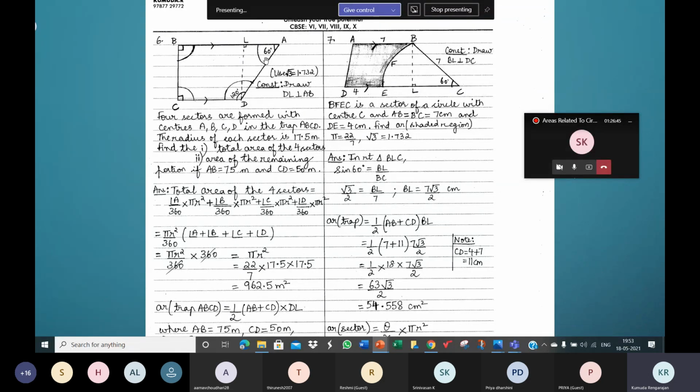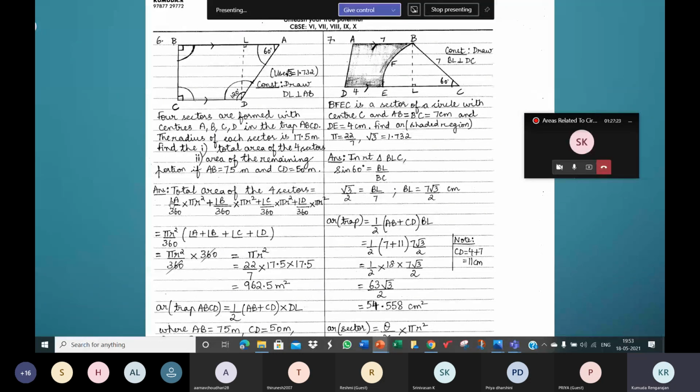Here, though we know the sector angle everywhere, 90, 90, 120, 60, we don't have to find the area of the sectors individually because we are asked to find only the total area. So when we find the total area directly, we save time. If you want, you can find the areas individually and then add and get this total area. But you don't have to do it because you're not asked to find the areas individually. You have to find the total area of the 4 sectors.